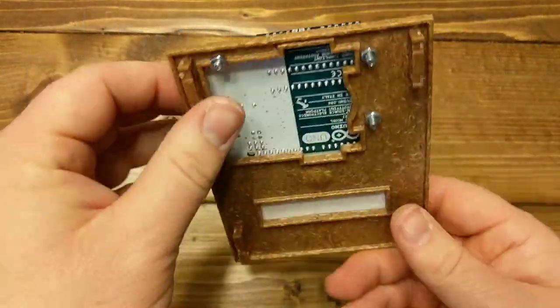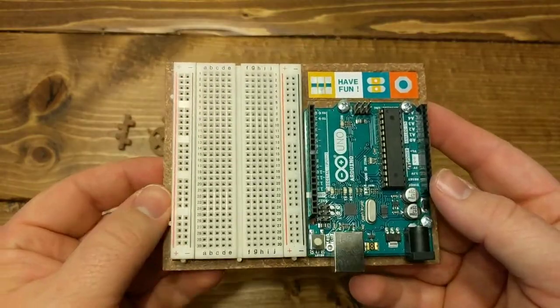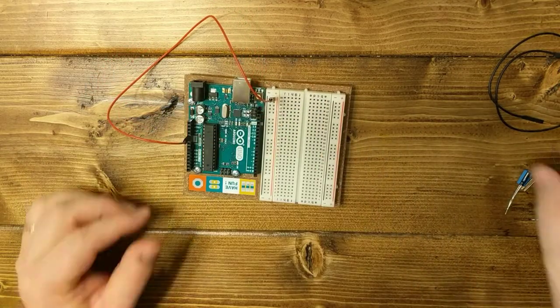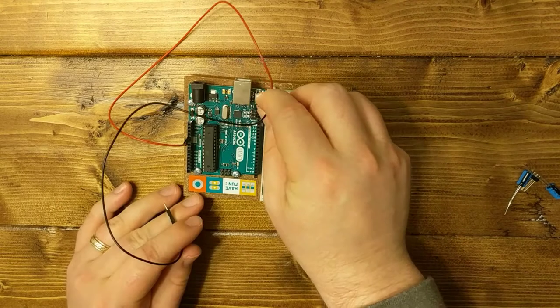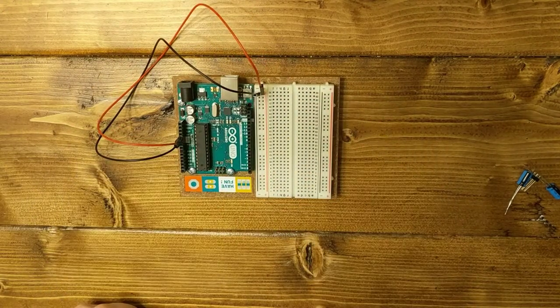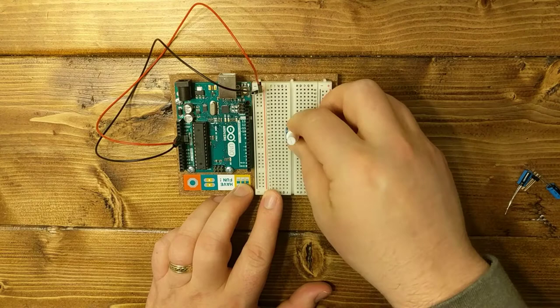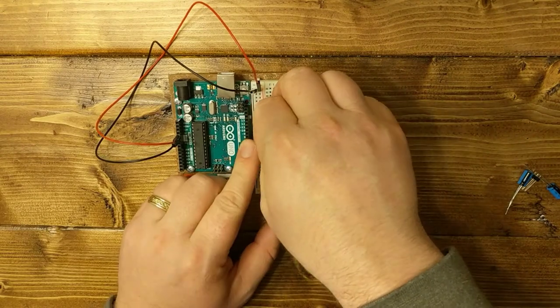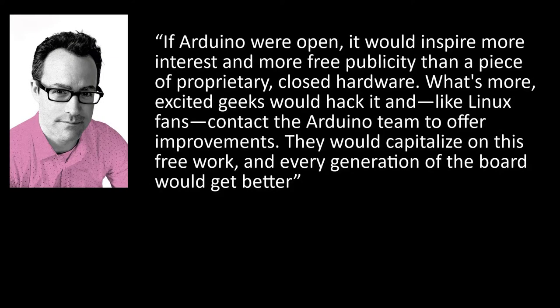What is different about this company is that it does not follow traditional business models. There are no trade secrets or patents. Arduino is all open source hardware, meaning the designs are made publicly available so anyone can study, modify, manufacture, distribute, and sell the microcontroller. Initially, this may sound like a stupid business decision, but as explained by Clive Thompson of Wired.com, the founders suspected that if Arduino were open, it would inspire more interest and more free publicity than a piece of proprietary closed hardware.